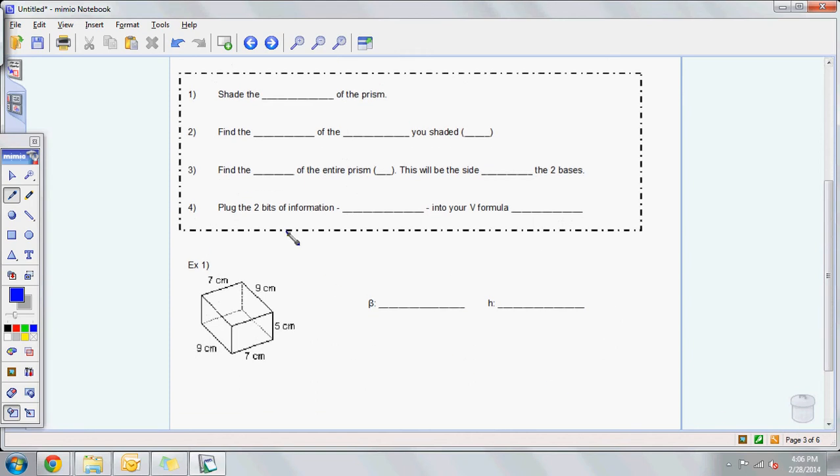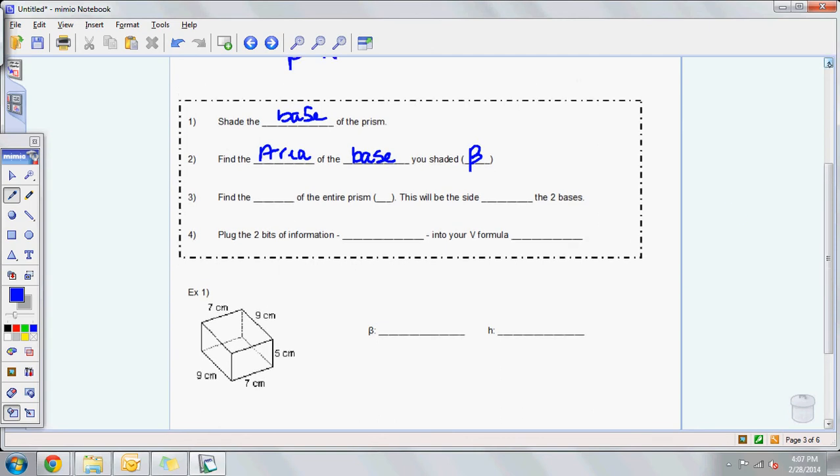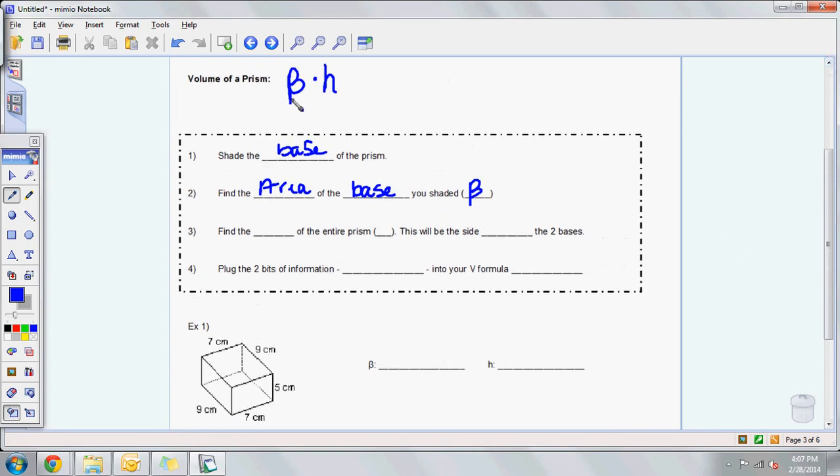First thing I want you to do, just like with surface area, is shade the base of the prism. That is so important to keep you focused on what you're doing. So shade that base. Then you're going to find the area of that base, just like we did for surface area. So the area of that base that you're shading is going to be your base area. So that's this part of your formula. Just like you did for surface area, we had to find that as well.